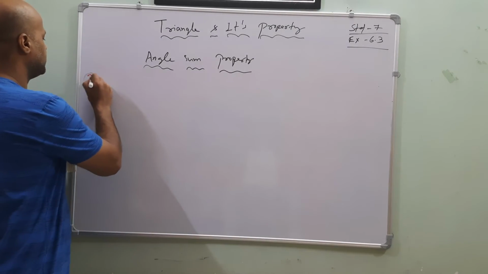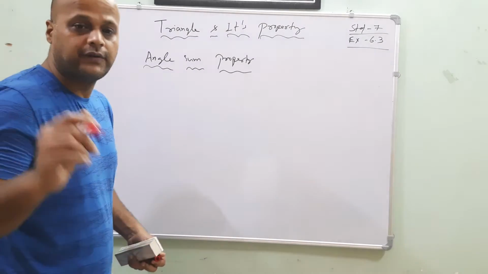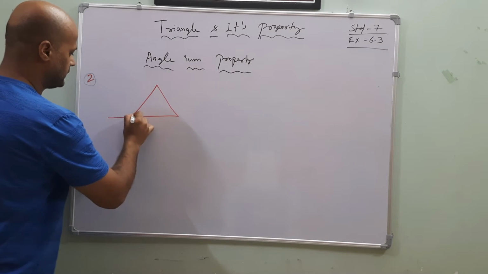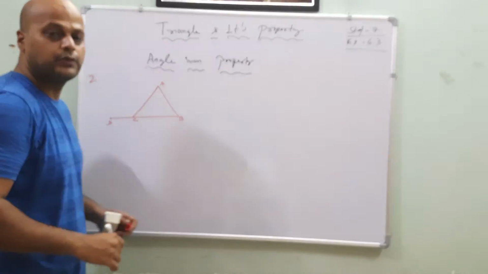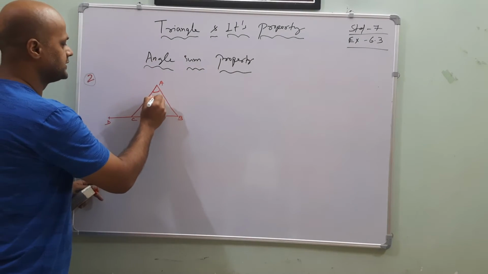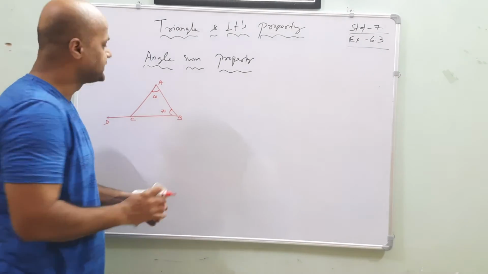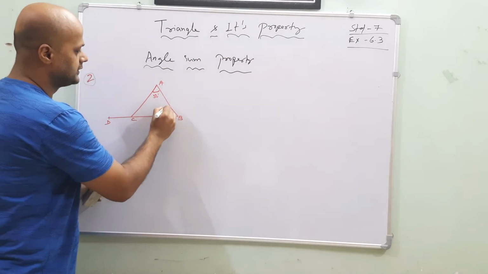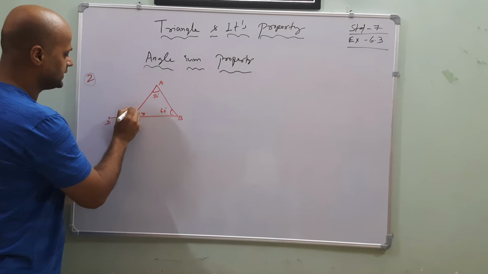So, the second number is saying that the value of a triangle is given here. Okay, name it A, B, C, here D. Now what are the things given, my dear friends? The two angles are 50 degree here and 60 degree here. And this angle is Y and this angle is X.